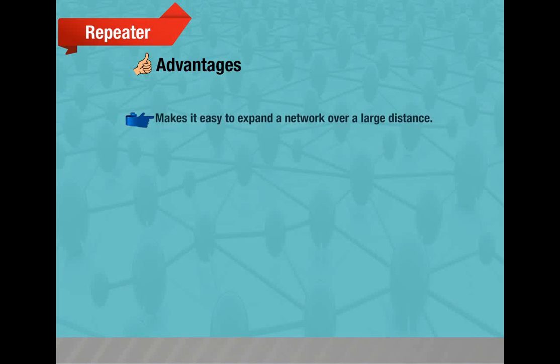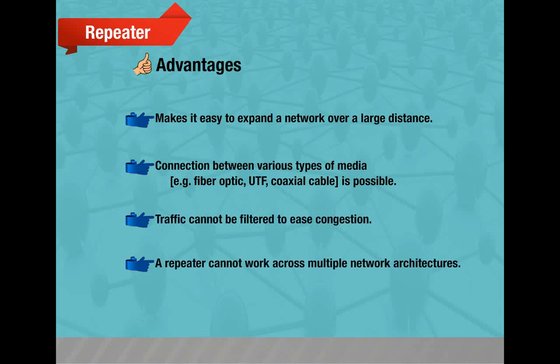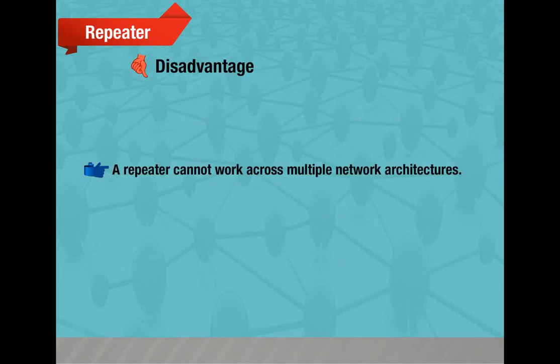Advantage: makes it easy to expand a network over a large distance. Connection between various types of media, for example, fiber optic, UTP, coaxial cable, is possible. Disadvantage: traffic cannot be filtered to ease congestion. A repeater cannot work across multiple network architectures.